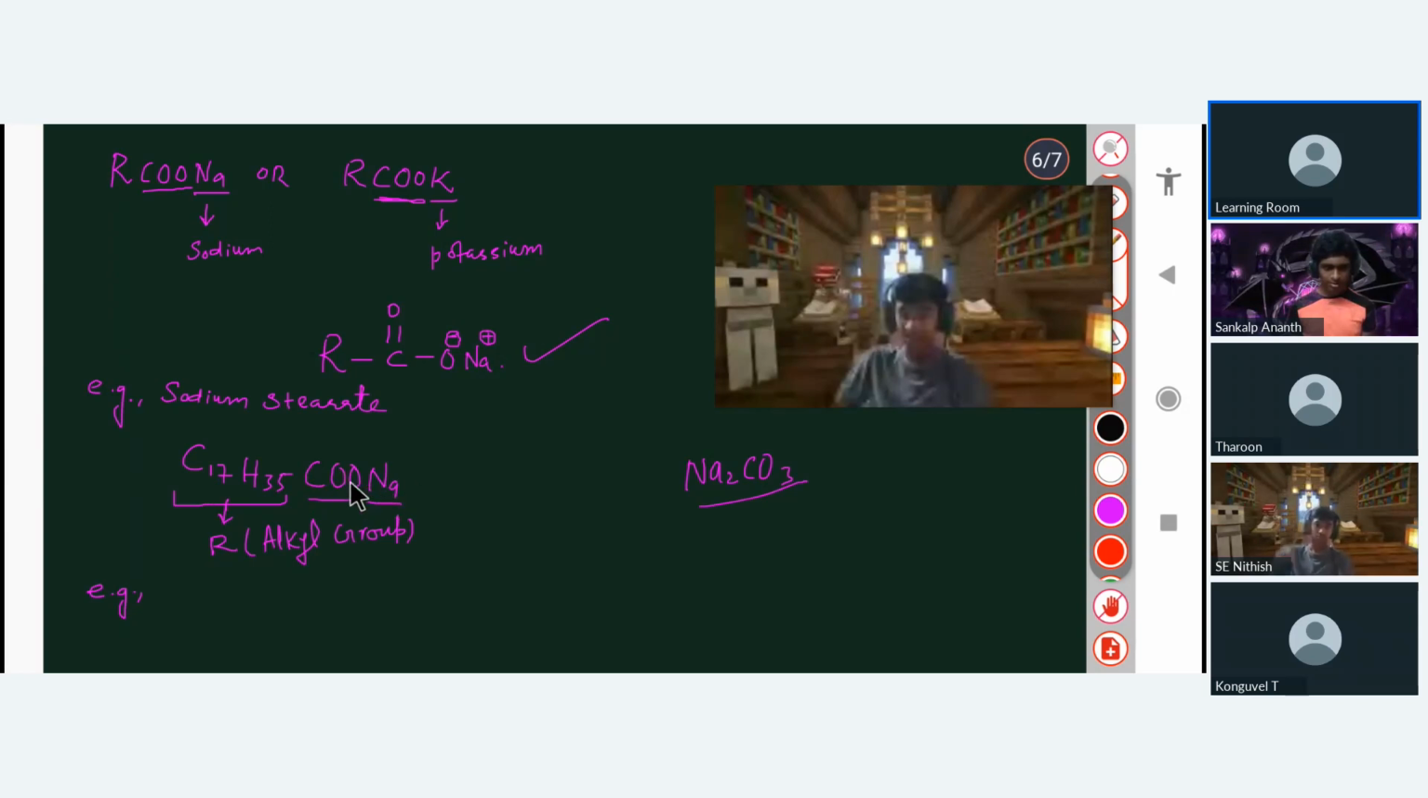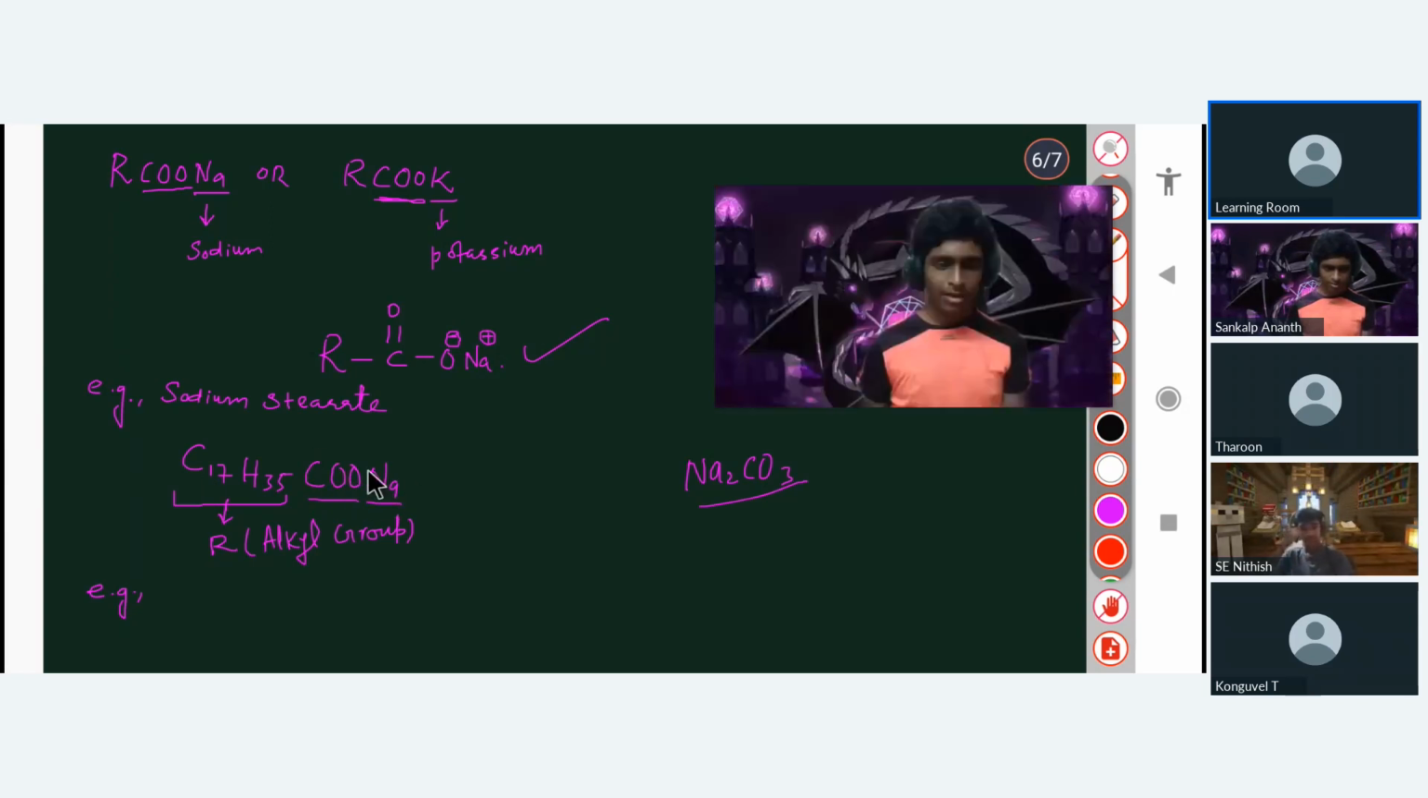It is sodium stearate. This is the whole fatty acid, stearic acid, that is my fatty acid. Now you have to remember that this carbon and hydrogen part, C17H35, is your alkyl group. Another example of soap I am giving here is sodium palmitate.